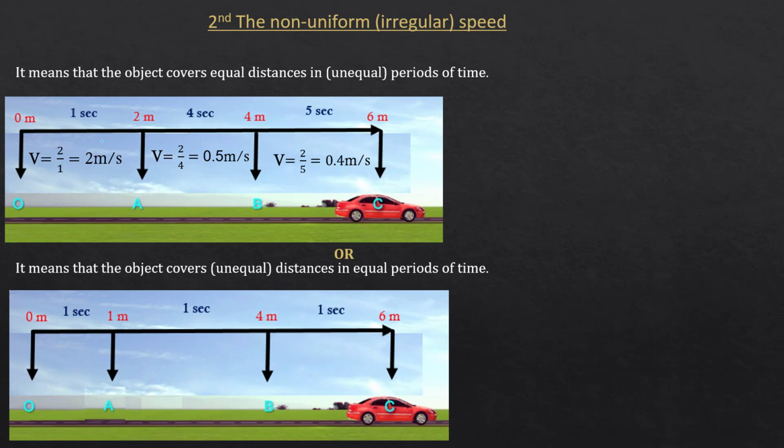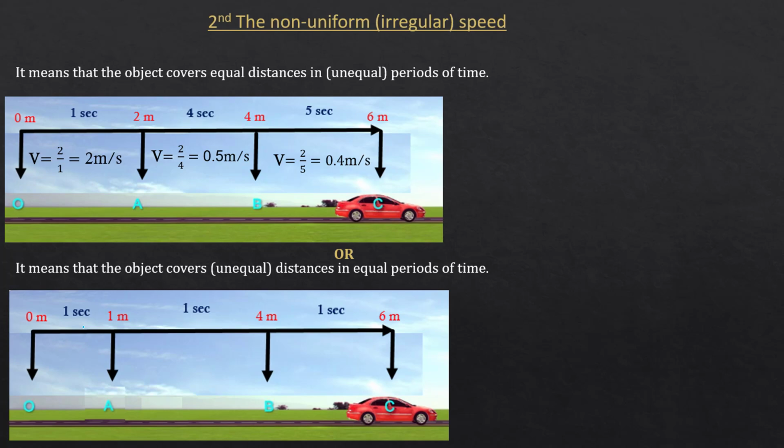There is a second definition of irregular speed. We can say the object moves with irregular speed when it covers unequal distance in equal periods of time. The first one is equal distance in unequal periods of time, but this time it's unequal distance in equal periods of time. So look at here, from O to A is 1 meter, and from A to B is 3 meters, and from B to C is 2 meters. So the object covers unequal distance in equal periods of time.